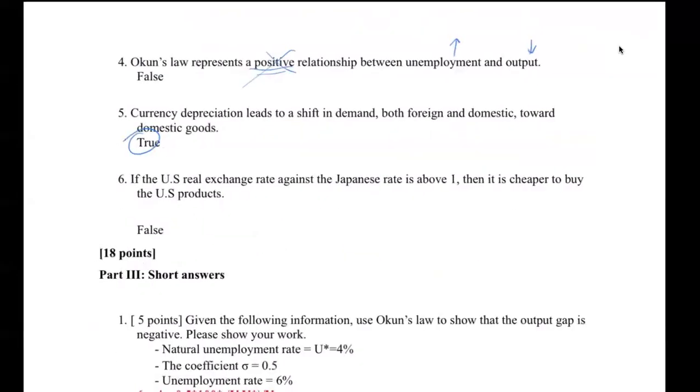Question 6. If the US exchange rate against the Japanese rate is above 1, then it's cheaper to buy the US dollar products. Actually, this is false because the real exchange rate means which country's goods is more expensive, then which country's real exchange rate would be above 1? Okay.